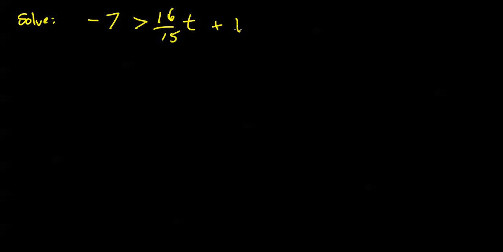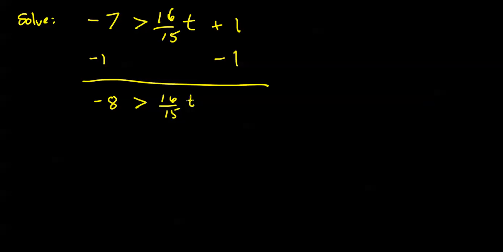Alright, so the goal is to isolate the variable on one side, get a number on the other side, thus resulting in a simple inequality statement. What I would probably do here first is subtract 1 from each side and leave the arrow alone. So minus 8 is greater than 16/15ths times t. Notice we've got a fraction to deal with. Don't panic. I'm just going to multiply both sides by positive 15. Get rid of the fraction, right?